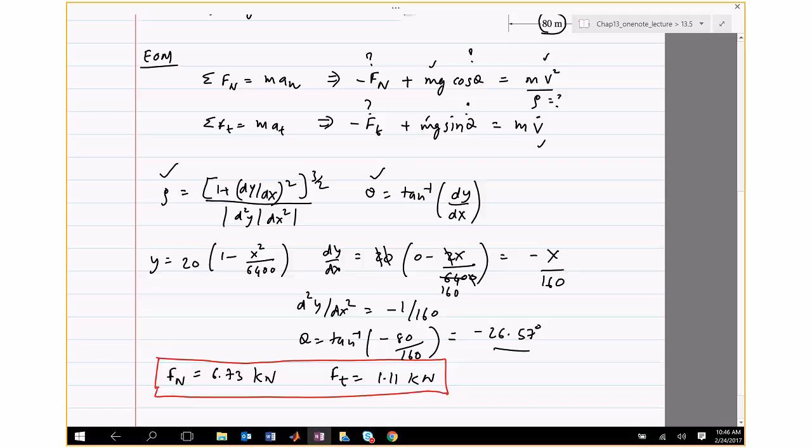Okay, so again, to summarize, recognize it's a kinetics problem, and then you need to use normal-tangential coordinates. Once you do that, you use a recipe: free body diagrams, show the forces in the normal-tangential directions. First you draw the normal and tangential coordinate directions, then write the equations of motion, and optionally, in this case we didn't have to do it, the kinematics.